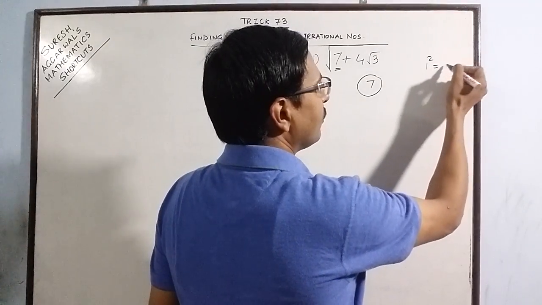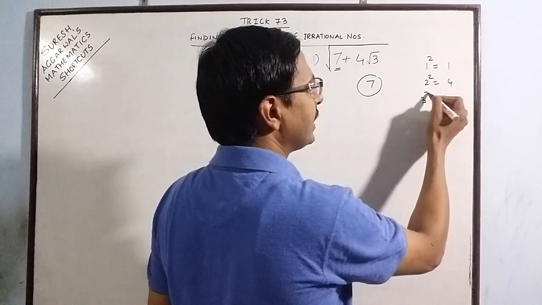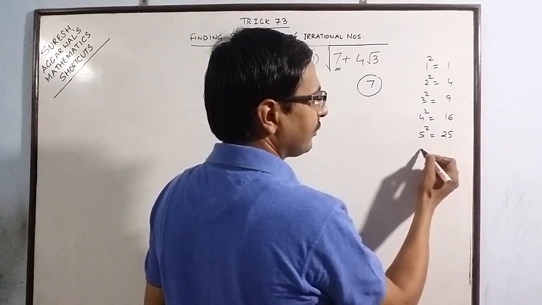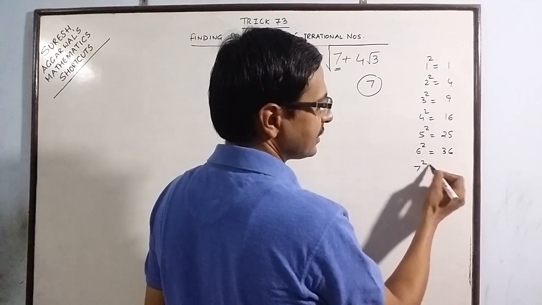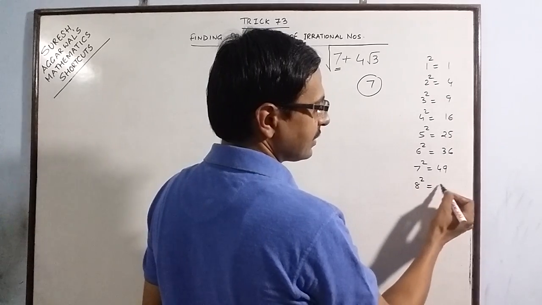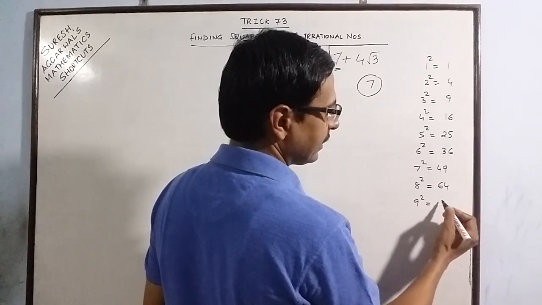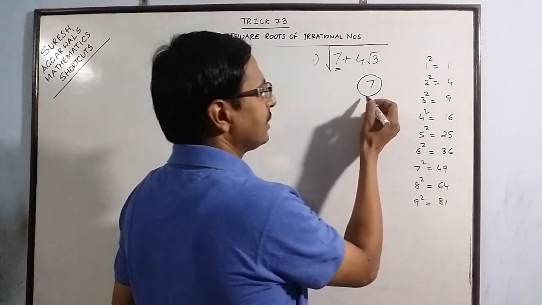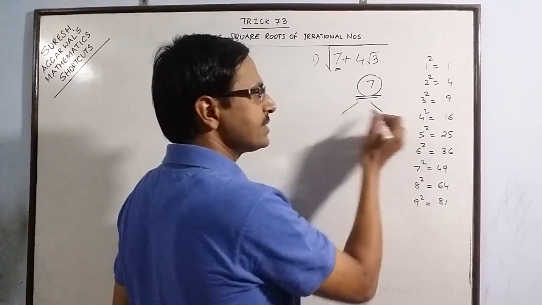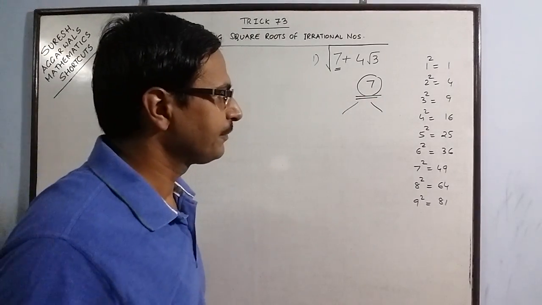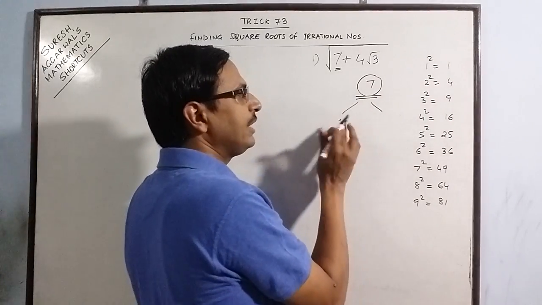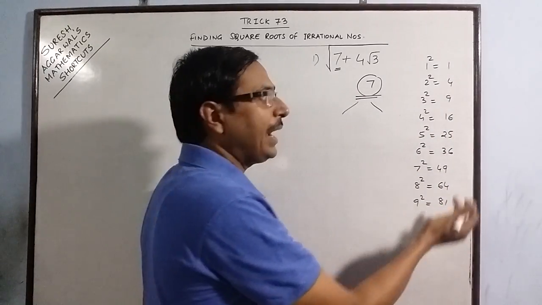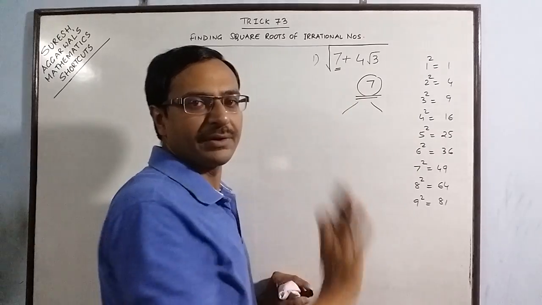See, we have 1 square 1, 2 square 4, 3 square 9, 4 square 16. That is, I am writing the squares of all the single digit numbers. These squares will be used in calculating the square root of these irrational numbers. Now see, if you notice, we have to break this 7 into two parts, whose sum is 7 obviously. One of the numbers will be the number which is a perfect square from among these numbers, and the selected number should be smaller than 7.